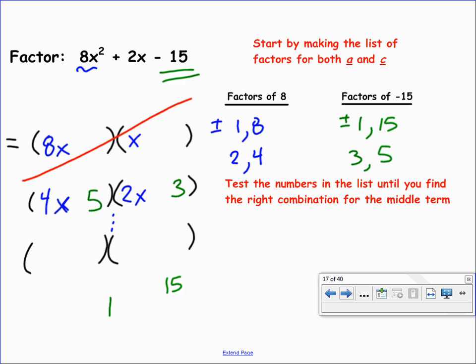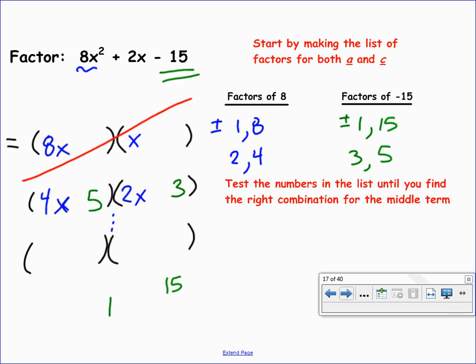So let's go ahead and see if we can do a 4x and a 2x placement. Right now my outer product, 4x times 3 is 12x. My inner product is 5 times 2x is 10x. Could I combine 12x and 10x through addition or subtraction and somehow get 2x? Absolutely. And so I have an initial placement here that looks like it's good.